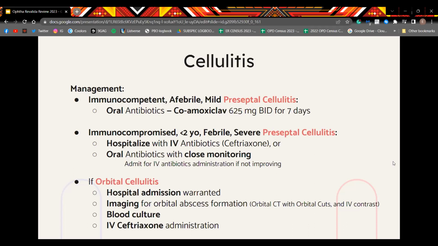So if you want to try oral, you need close monitoring. Tapos admit agad yung patient if no improvement with the oral antibiotics. So if orbital cellulitis naman, outright admission is warranted. We can also do imaging in the form of orbital CT with contrast, no? Imaging to assess the orbital structures or to rule out orbital abscess. Then it would also be prudent to do blood cultures and yung IV antibiotics na tayo.